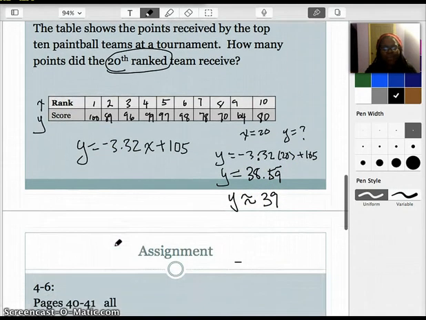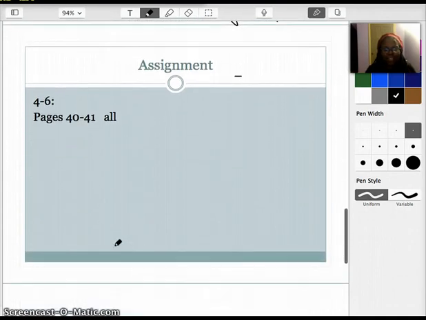Thank you guys for working with me today. I know that was a little bit of watching this old lady use technology. But thank you guys for being patient. Play around with Desmos. It's awesome.